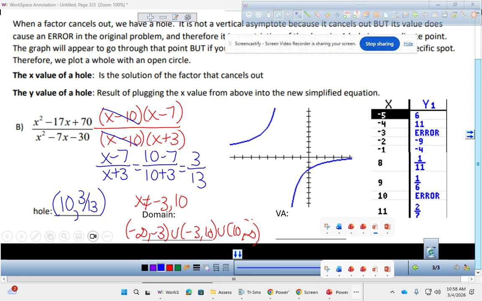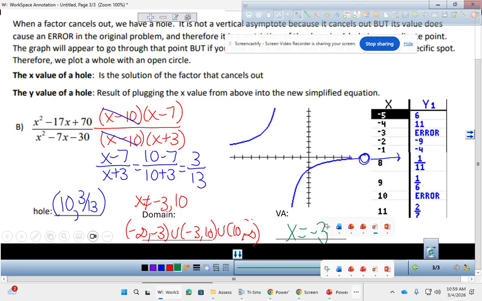So in my graph, I would have to go all the way over to 10, and I'd make an open circle at that point. 10, 3, 13. So it'd be really close to 0. So my graph will get close to it. It'll skip that 1 point, and then it'll go forever. So my vertical asymptote for this one, there's only one. There's only a vertical asymptote at -3. There's not a vertical asymptote at 10 because it's a hole.